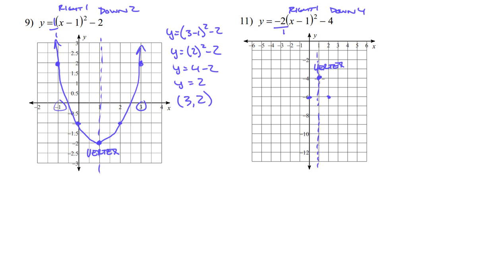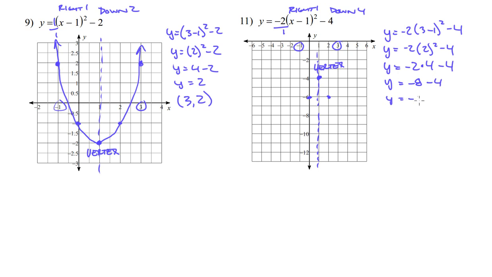And then to find these next points, I'm either going to want to plug in -1 and solve, or positive 3 and solve. Either one will work just fine. I like to plug in the positive, so I'm going to do that. (3 minus 1) squared minus 4. So we get y equals 3 minus 1 is 2, squared, times -2, minus 4. 2 squared is 4, so that's going to be -2 times 4 minus 4. Got to multiply first. -2 times 4 is -8, and -4 gives us -12.